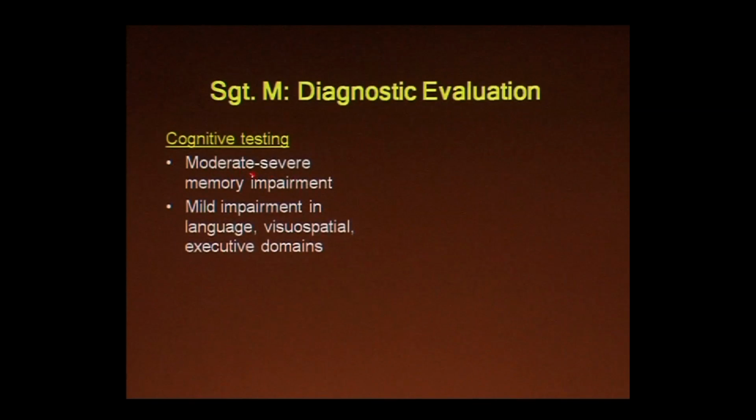His impairment was in the moderate to severe range, but he also showed some problems with other cognitive domains that are really mediated by other brain networks, other brain regions. He had some trouble with language, naming less frequent items, some trouble judging spatial relationships or copying complicated figures, and he had a little bit of trouble with what we call executive functioning, which is thinking in an abstract way or a flexible way. So memory was worse, but there were other cognitive domains involved.